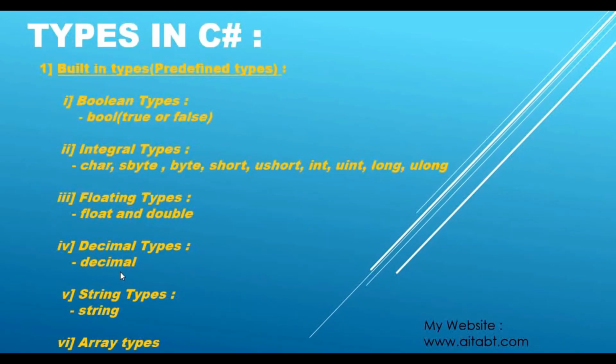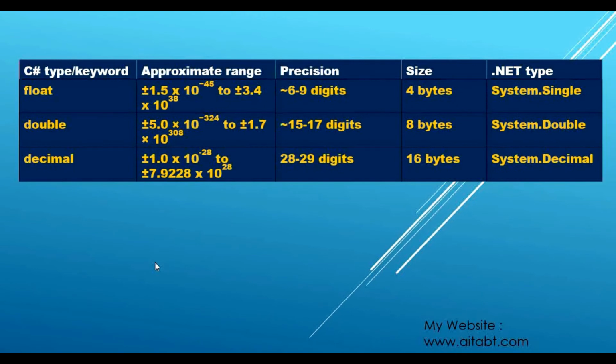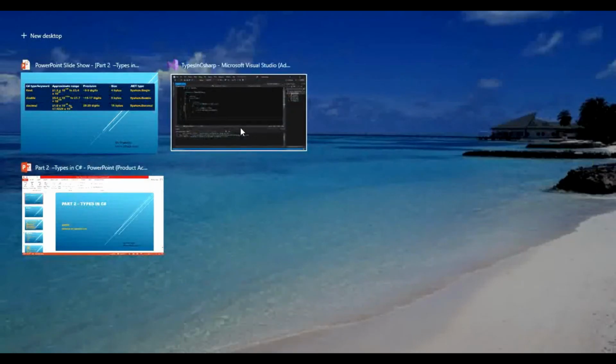And decimal is a decimal type, but there is not much difference between the floating types and the decimal type. As I have already told you, decimal has a bigger range in which we can store data, and double has a smaller range as compared to decimal. So there is not much difference. Let's see what these float and double types are in action.